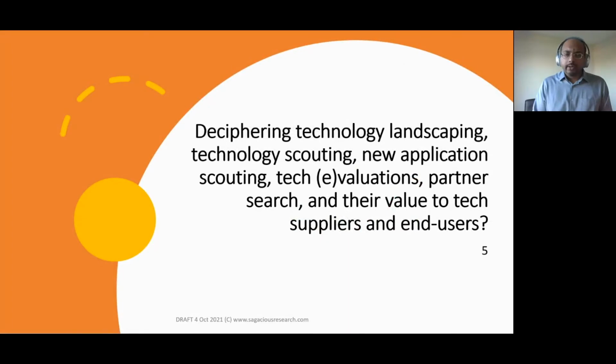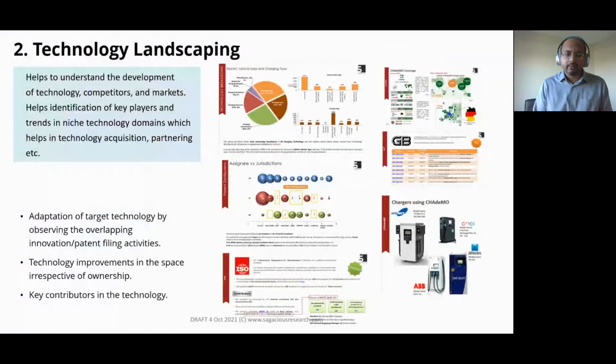Now going ahead, I did talk about a few things like scouting, valuations, etc. So let me take a quick walkthrough of what a technology landscape or other forms of research look like. When we talk about technology landscape, you are trying to define a technology area and then identify what's happening in that space.